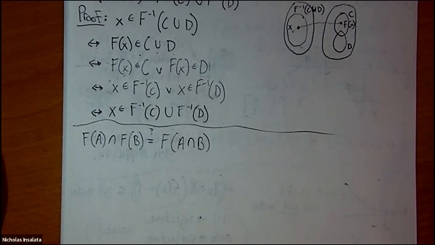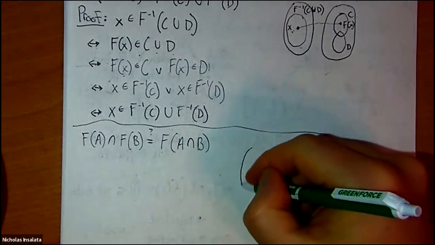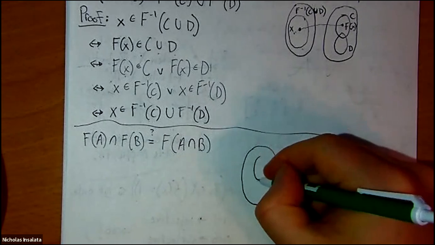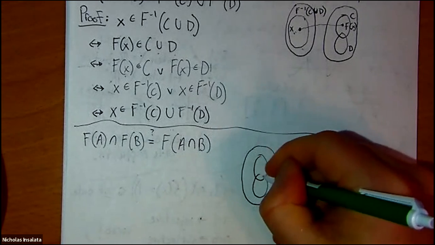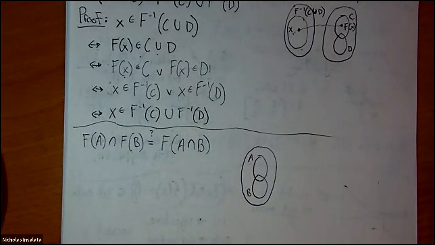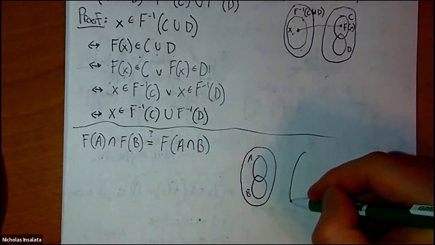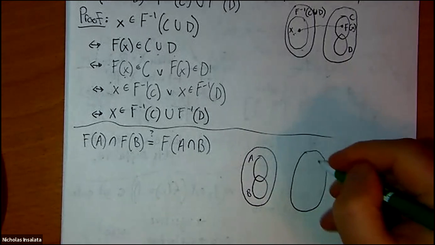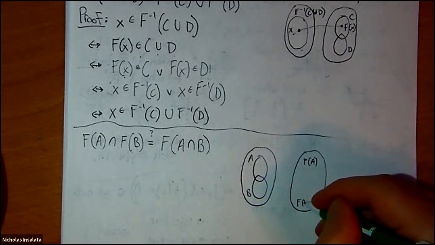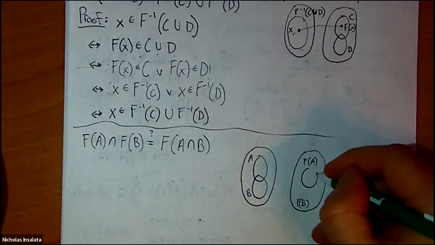Okay, so not a Venn diagram, but an arrow diagram. I've got my arrow diagram here. I've got A and B, and they intersect, right? And then over here I've got f of A and f of B, which look like this.